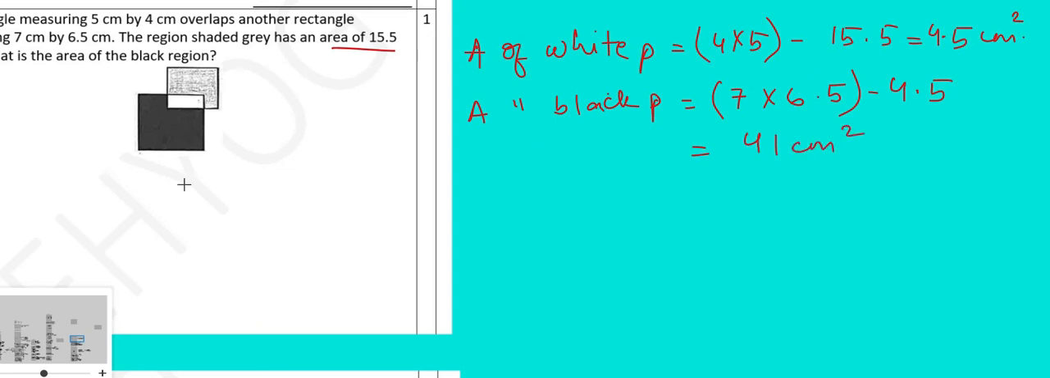So this is just finding out the area of the black portion, which is by multiplying this with this and by subtracting it from the area of the white portion, as it has been overlapped by the grey portion.